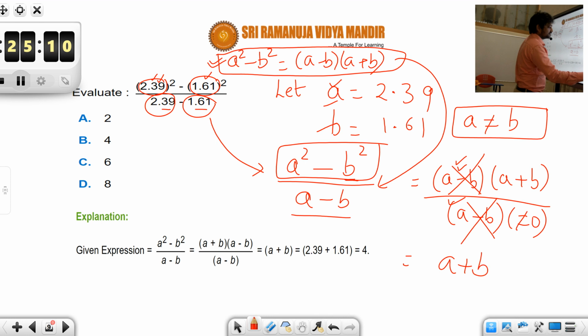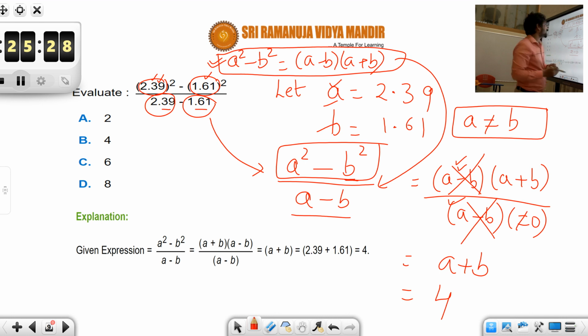And what is a plus b? 2.39 plus 1.61, you will be getting 4. Okay, in this way they can make any complex expression, any question. The only thing is they need a simple result for the sum of the two numbers.